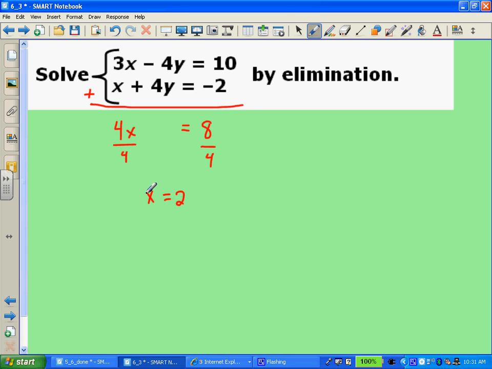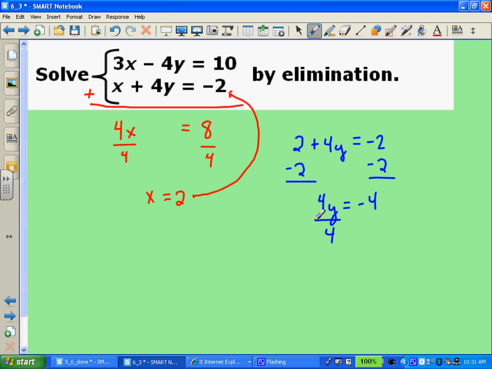and figure out that x is 2. And then once I know what x is, I can plug it back into one of the original equations. It doesn't matter at all which one I use. So then I'd have 2 plus 4y equals negative 2. And then all I have to do is solve for y. So I'm going to subtract 2. So I'd have 4y equals negative 4. And then I divide by 4. So y equals negative 1. So then I'd have (2, negative 1) as my solution.